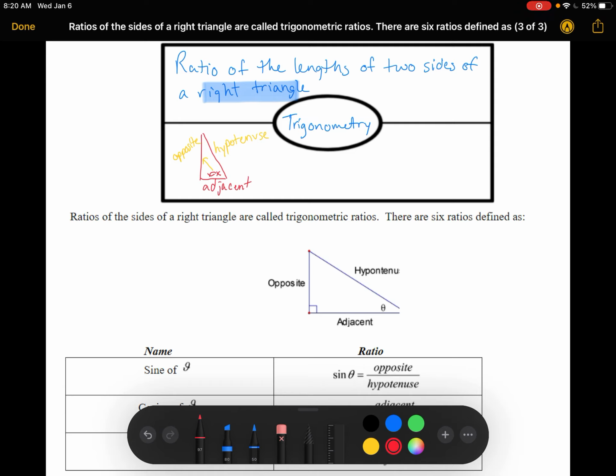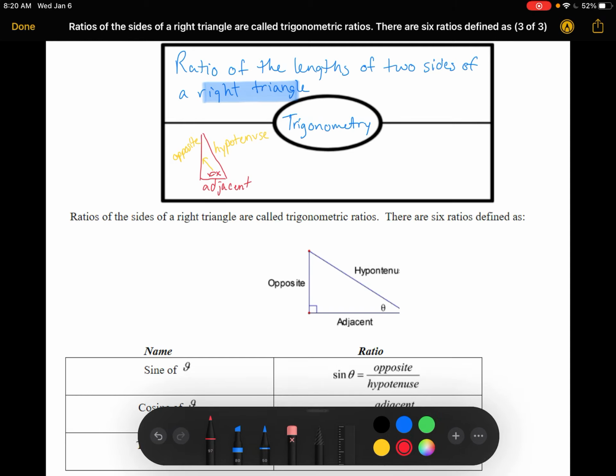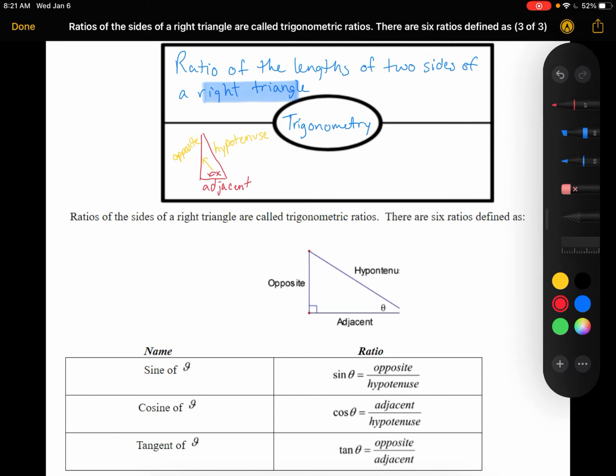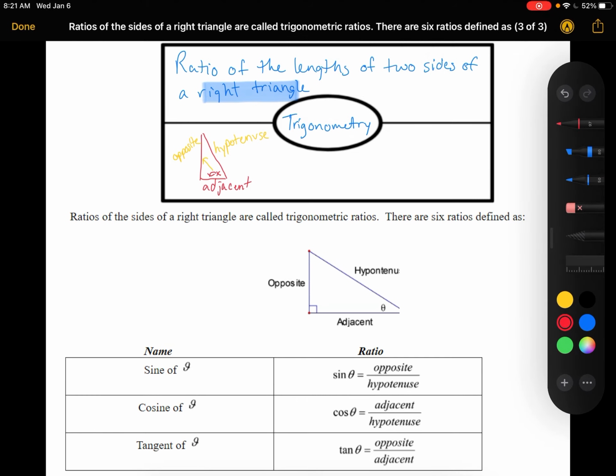So adjacent means we're next to the angle, opposite means we're directly across from the angle, and hypotenuse is still just the longest side. So what this is going to mean, and you can see that in the diagram right below, is again, here's our angle, across from it is the opposite, directly next to it is our adjacent. And this is how we basically use sine, cosine, and tangent.